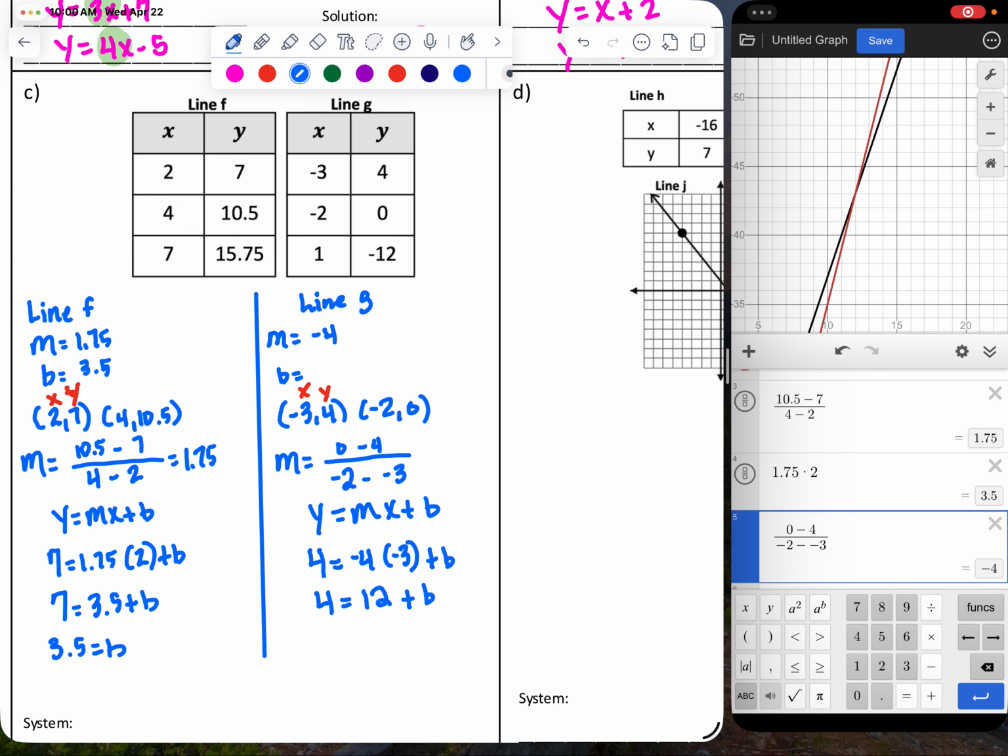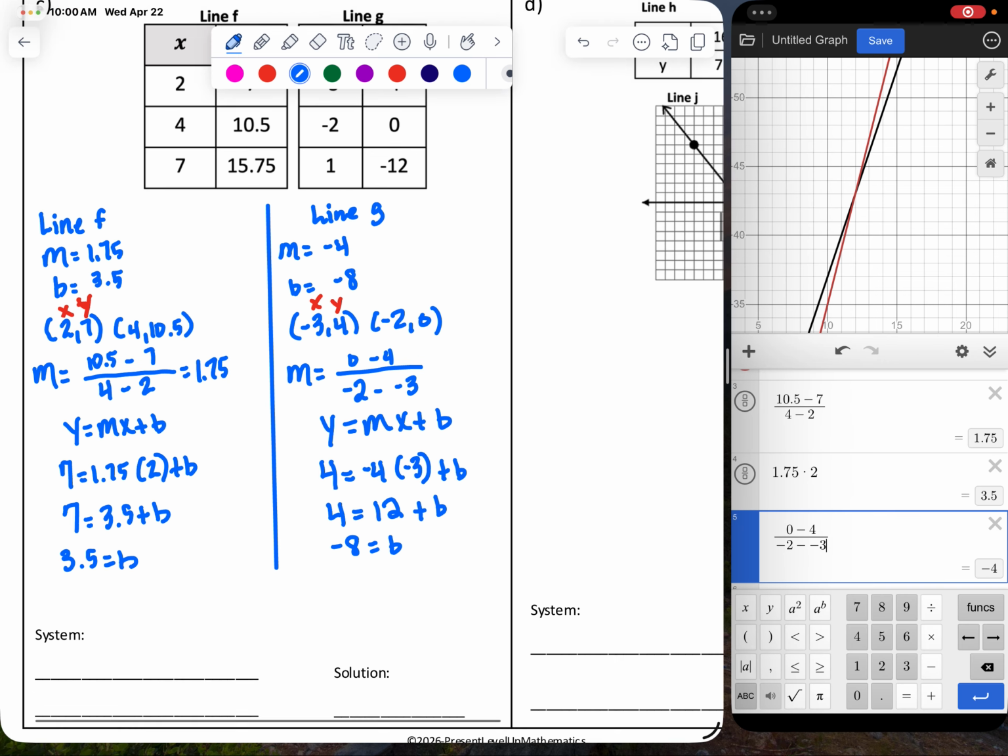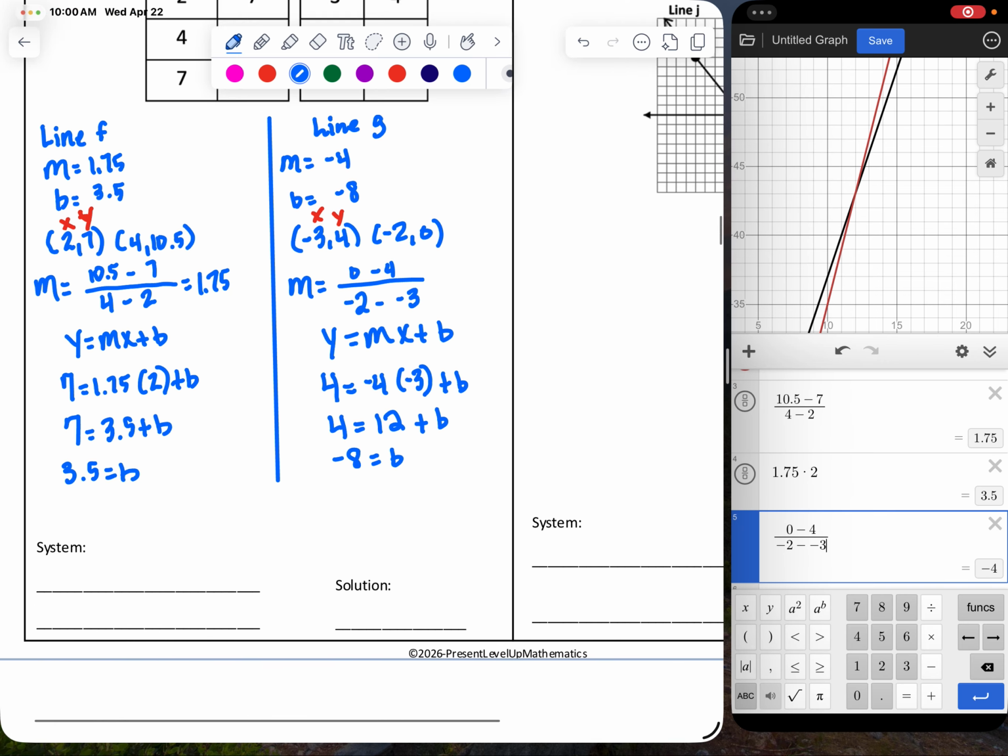Then to get the b by itself, I'll subtract 12 from each side. So 4 minus 12 would be -8. So now I know my b is -8. All right, so now we're ready to write our system.